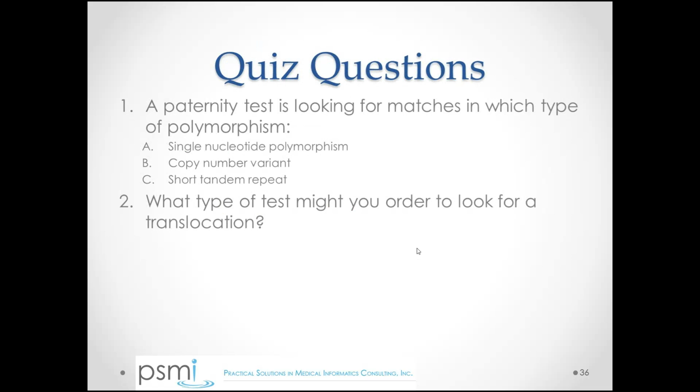Okay. Quiz questions. A paternity test is looking for matches in which type of polymorphism? One C. Short tandem repeat. Did someone say C? C. Good.